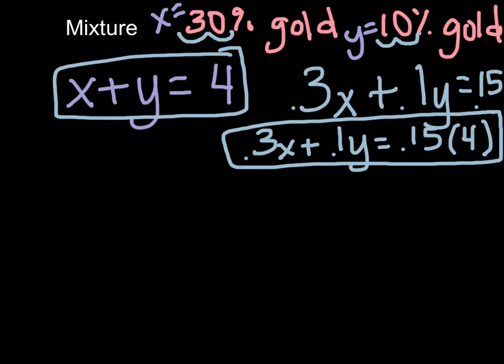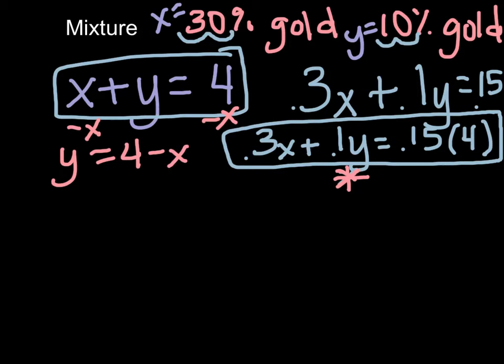Now, if you can jump ahead and see this, multiplying a number by 0.1 isn't too bad. So I think this one would be easier to substitute for. You can substitute either, it'll work out the same, but I'm going to pick that one. So I'm going to solve this equation for y, which means that I'm going to subtract x on both sides. So what I get is y is equal to 4 minus x.